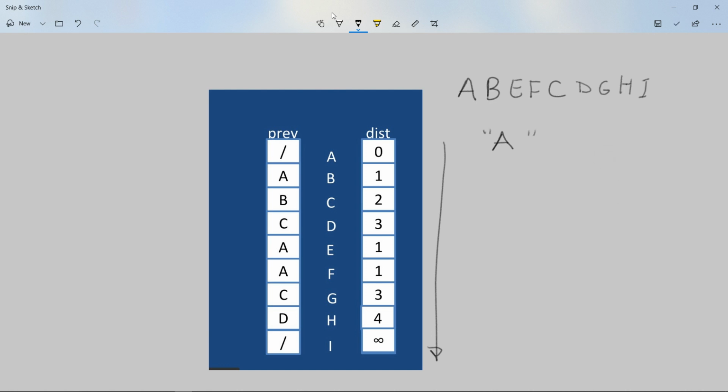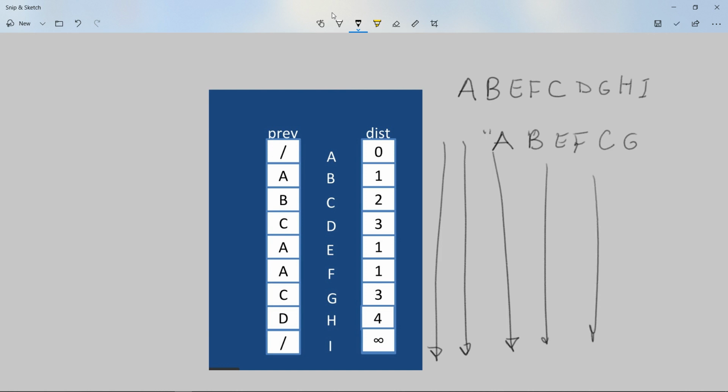Then I'm going to scan it again looking for the 1s. And that'll get me the B, E, and F. I'm going to sort them and append them to my string and get B, E, F. Then I'm going to scan again, looking for all the 2s. And I find C and G, so I append C and G to my string. And then I scan again and again and so on.